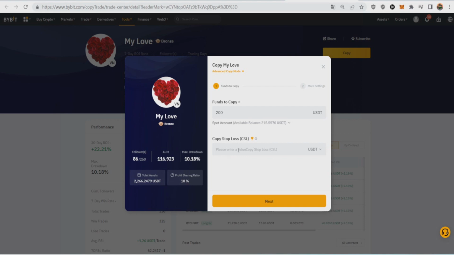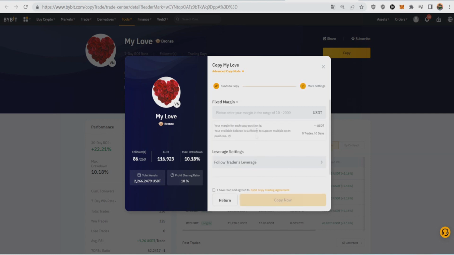This basically means if your total investment goes down with the price, you lose that amount of money maximum, but I know something better. So just click on next. Then, this is really important. What should your fixed margin mean? Fixed margin means the amount of money that a trader can use every single time he opens a trade. And I've got a nice thing for it.